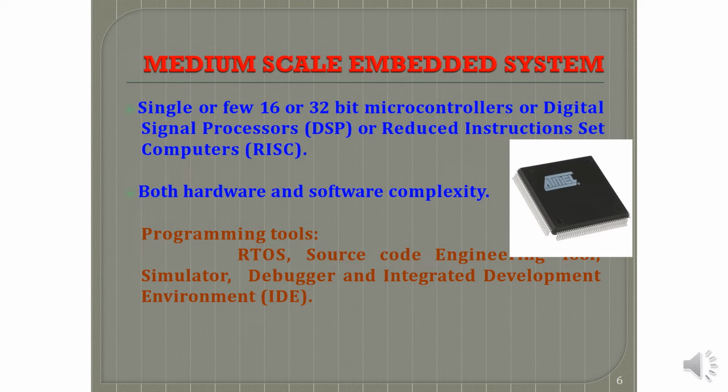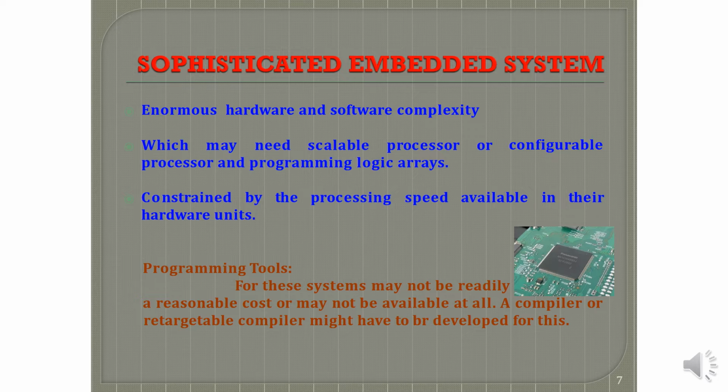As examples of embedded systems, we can name digital cameras, digital watches, and even MP3 players. So everywhere we are utilizing them.